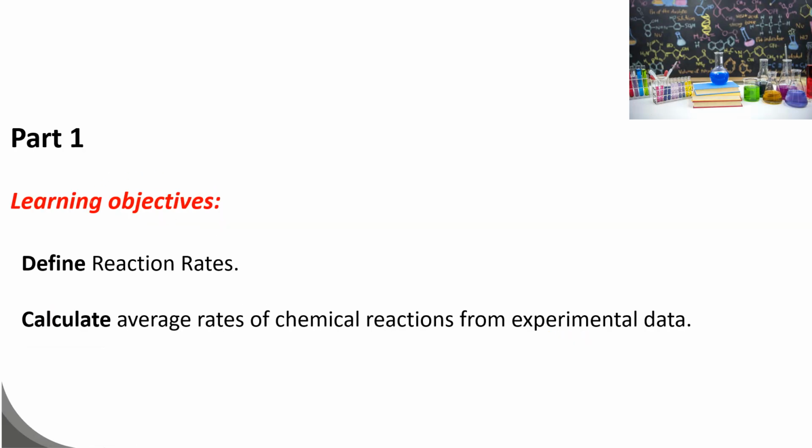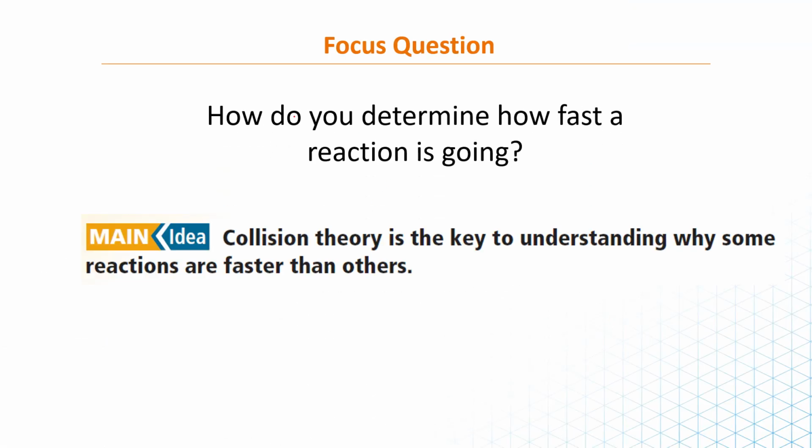So we'll start with part 1. We will define what we mean by reaction rates, and then we will calculate the average rates of chemical reactions from experimental data. Okay, so how can you tell if a reaction is fast or slow? The main idea of the lesson is that collision theory, نظرية التصادم, is the key to understanding why some reactions are faster than the others. So the collision theory will explain why some reactions are slow and why some reactions are fast. Okay, we'll see that in part 2.